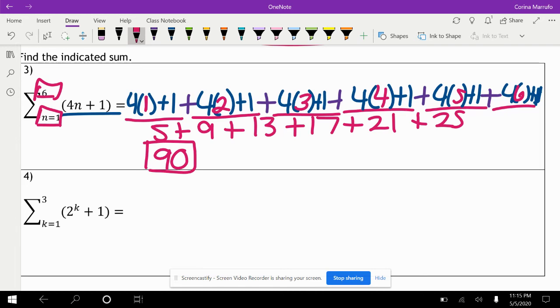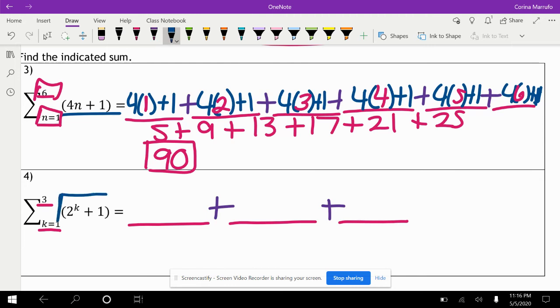All right, the next one. So here they want us to start at k equals 1 and then stop at 3. So 1, 2, and 3. Okay. We are going to be adding all of these up together. Here is our function rule. So 2 to the k plus 1. So 2, and I'm going to leave the exponent blank, plus 1. 2 to the power of blank plus 1. 2 to the power of blank plus 1.